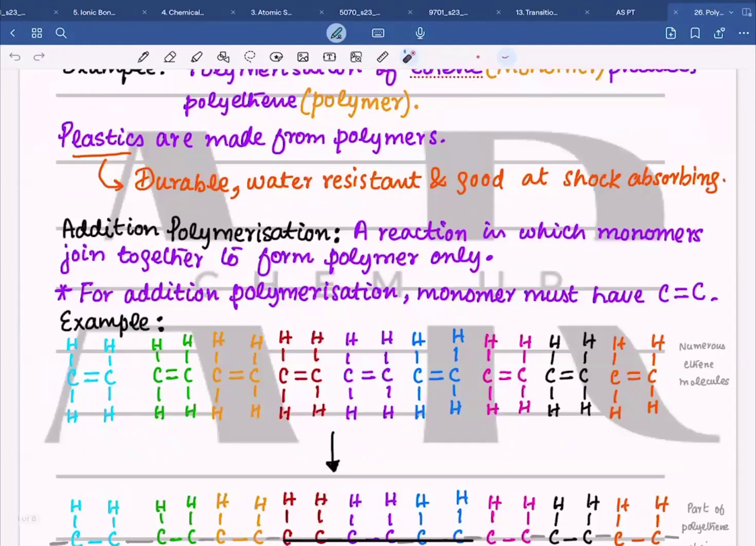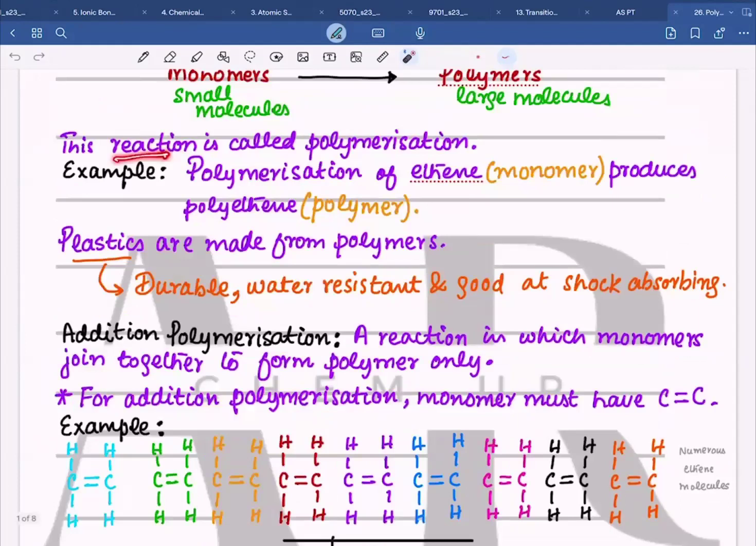Now, first we are going to discuss addition polymerization. As we have discussed earlier, a reaction in which a polymer is formed is called polymerization. Now, what is addition polymerization? It is a reaction in which monomers join together to form a polymer only. For addition polymerization, the monomer must have a carbon-carbon double bond. That is the condition for a small molecule or monomer to undergo addition polymerization. If it has a carbon-carbon double bond, then it can form an addition polymer.